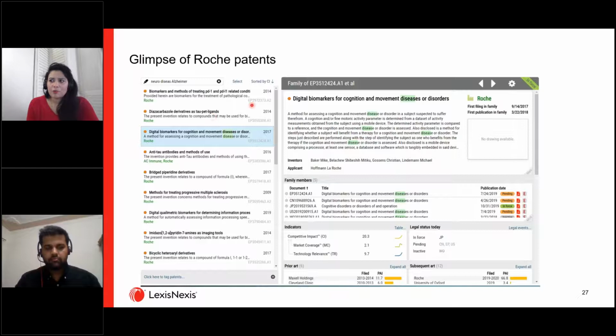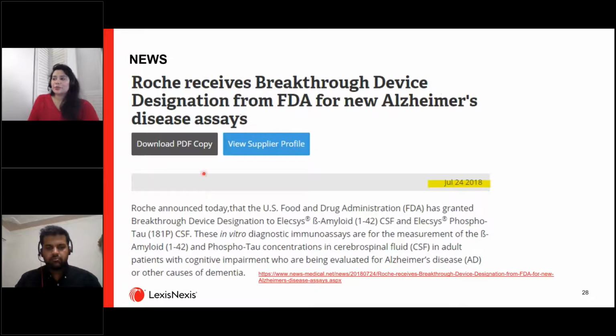And most of them are not very old patents. If you check the news, you will see that Roche in 2018 received the breakthrough device designation from the FDA for its new Alzheimer's disease assays. And you see that they are concentrating on the phosphotau concentration in the cerebrospinal fluid for this assay. So as I said, even when we are concentrating on areas where we haven't seen much success, maybe there is promise that digital health can aid in that area as well. We have to wait to see if things can turn in that direction.